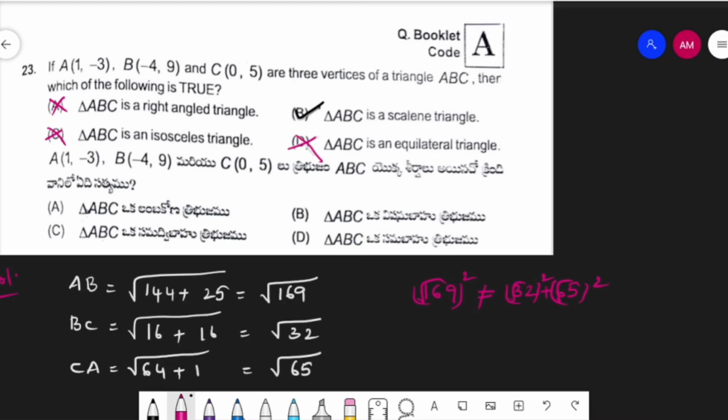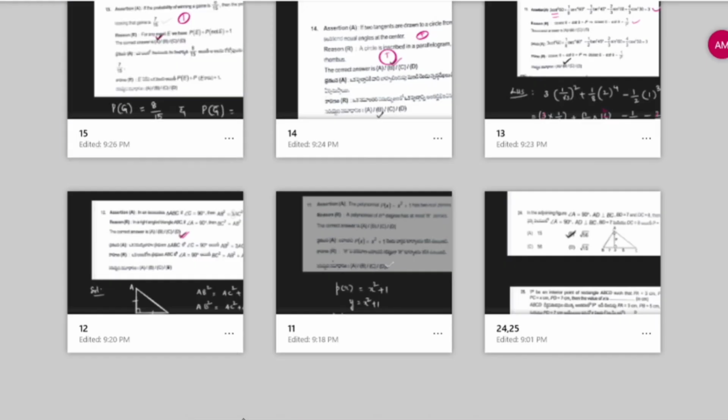All sides are different. No two sides are equal. So what will be the option? The option is triangle ABC is a scalene triangle. So for the 23rd problem, option B is the correct one. Let us move to the 24th problem.